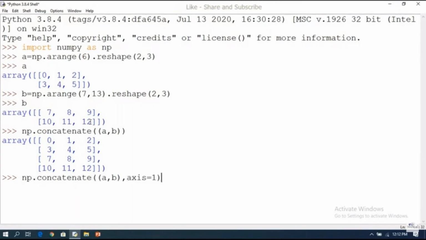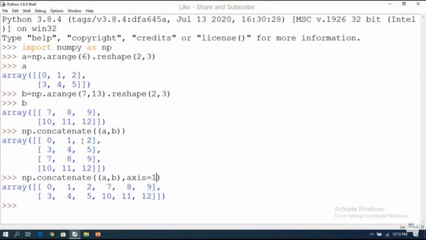By default it will be 0, column wise. In the previous execution, we have not mentioned this axis, so it will be 0. And now we are mentioning it as 1, so that it will concatenate row wise. So here you can observe the difference of this concatenation based upon the axis. So here we are giving axis is equal to 1. That means a row, a major axis.